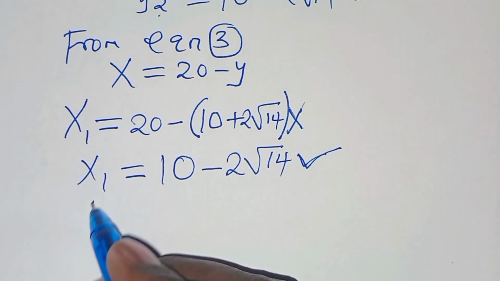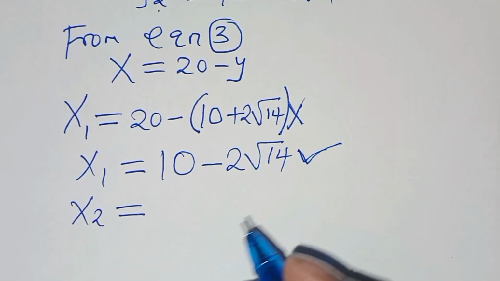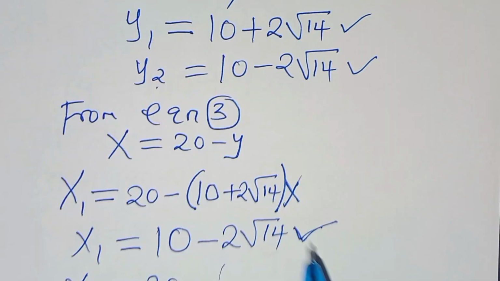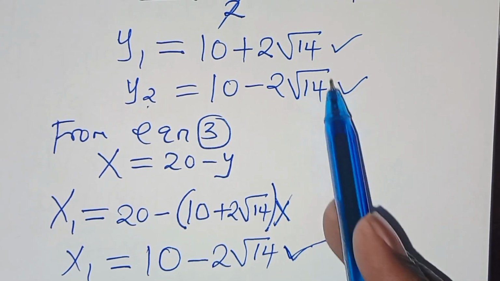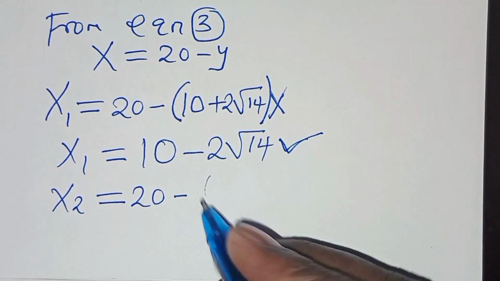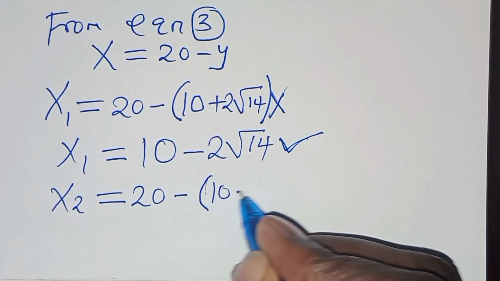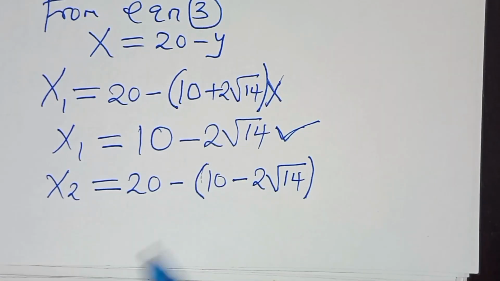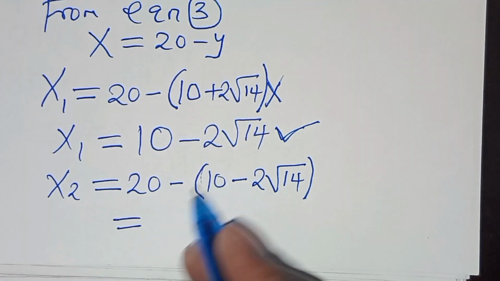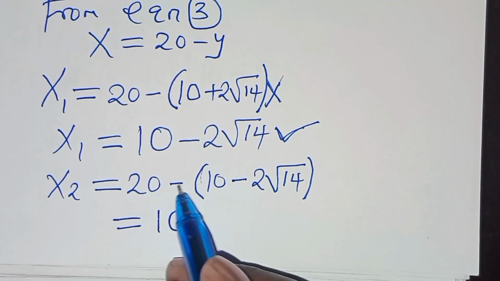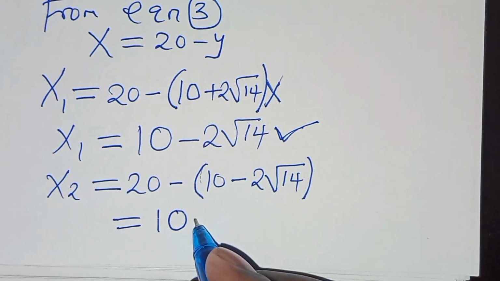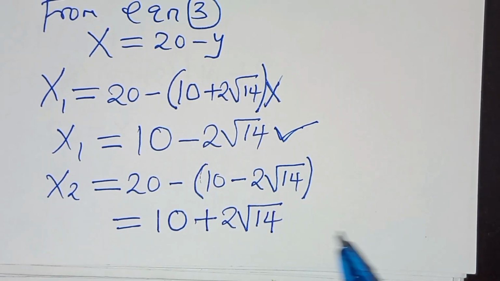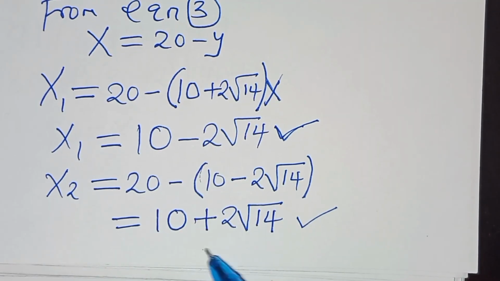So let's determine what is x2 here. x2 will be equal to 20, subtract y2. And y2 here is 10 minus 2 square root of 14. So here we'll have 20 minus 10, this is 10. Then minus times minus 2 square root of 14, this is plus 2 square root of 14. So this is what is x2.